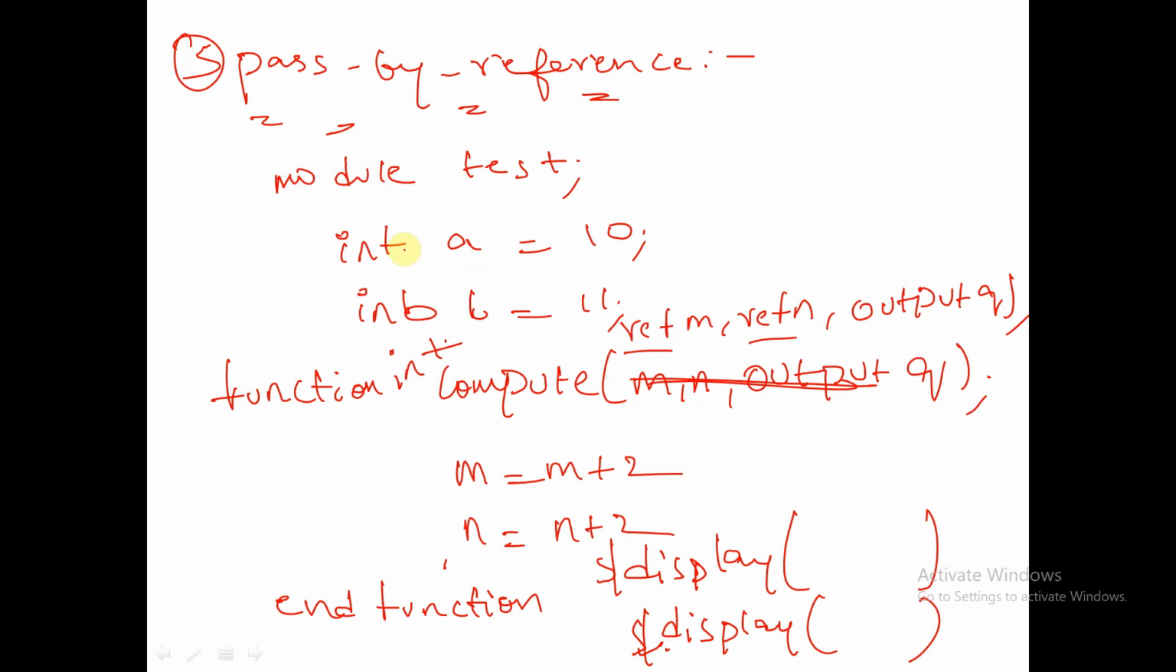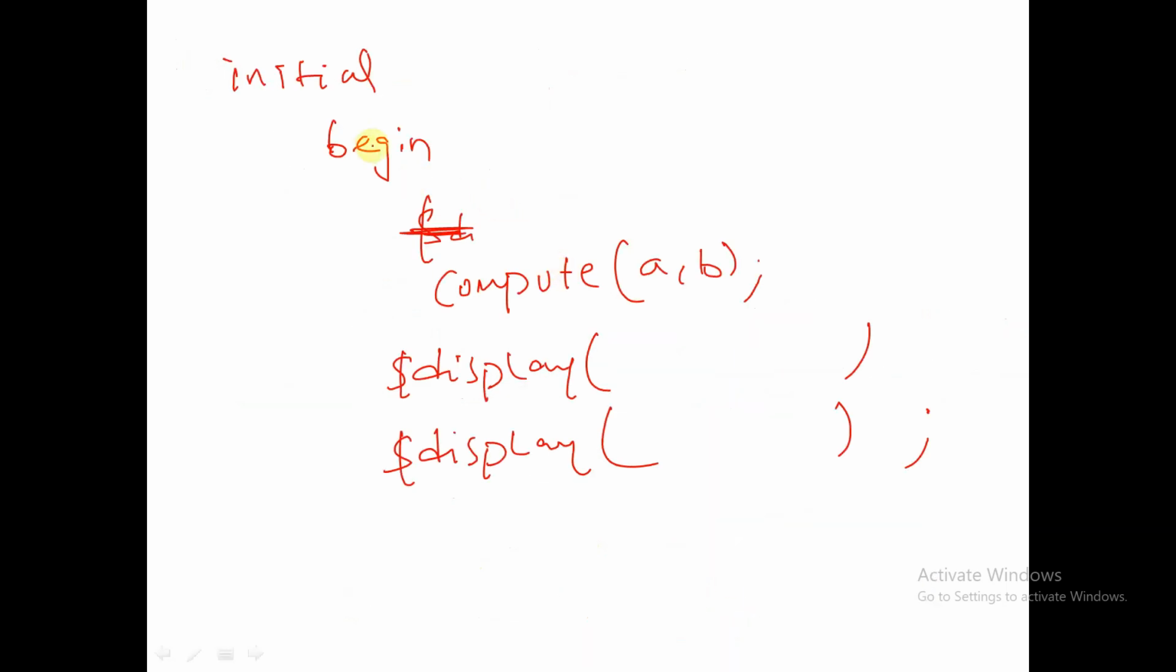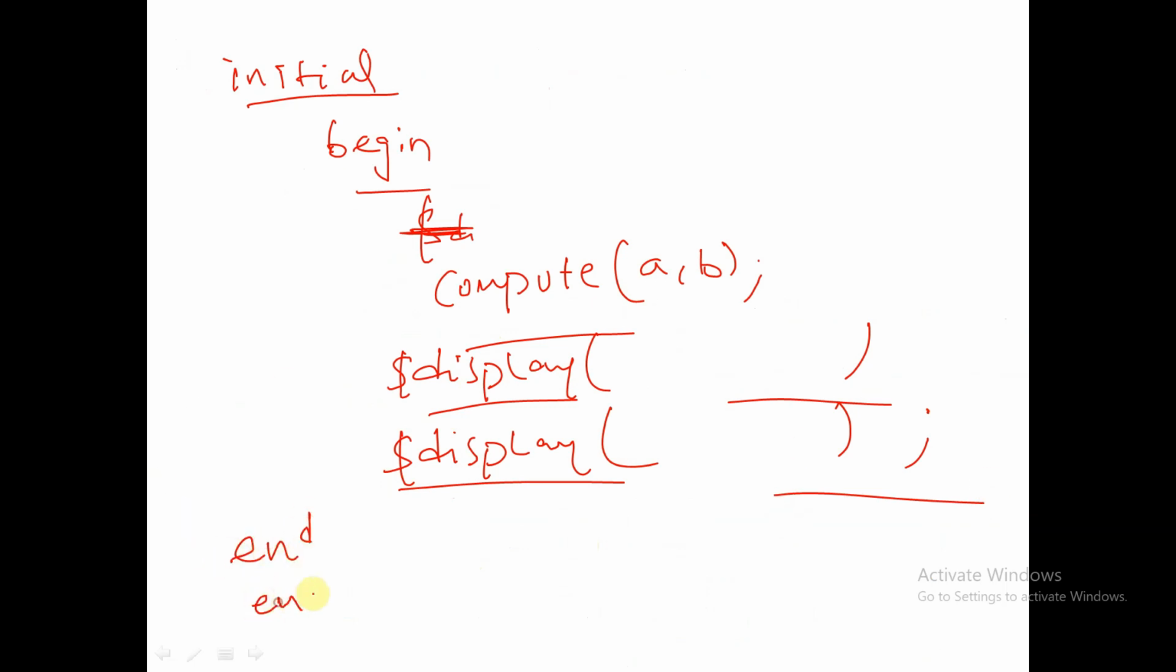So simply I'm declaring two variables int a and int b, and I'm passing the values of a and b to my function, and this is my pass by reference method. I'm using the keyword ref before the arguments m and n, and I'm incrementing the value of m is equal to m plus 2 and n is equal to n plus 2, and I'm displaying the values inside the function. And within an initial beginning block, I'm calling the function and passing the values of a comma b, and I'm displaying the values of a comma b, and ending the module.